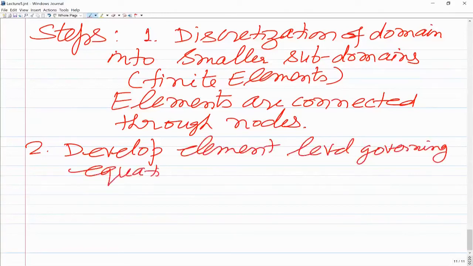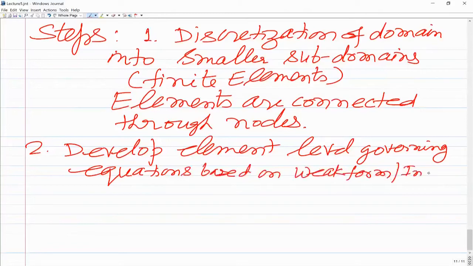We can do this, most of the time, using the weak form or the integral functional. Of course, you can also use the other methods. We could also use the method of least squares and collocation methods, point collocation and subdomain collocation. They can also be used, but most of the time we use either the weak form or the integral functional. So that's the second step.